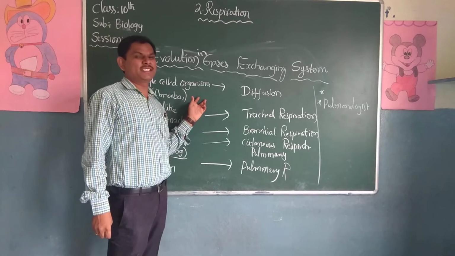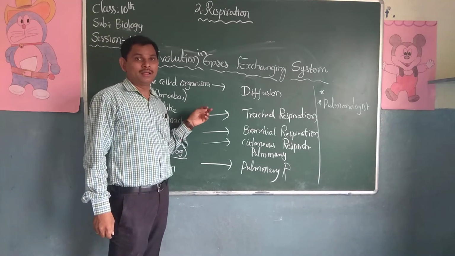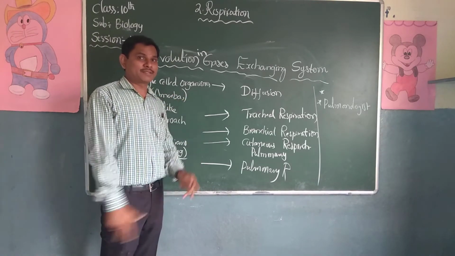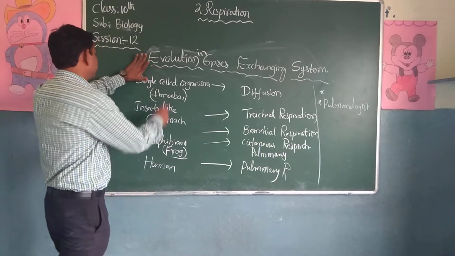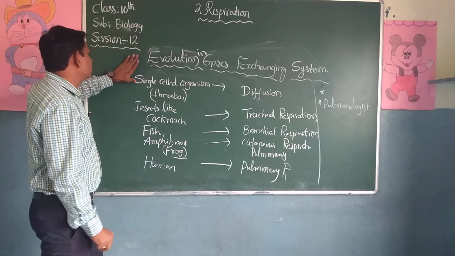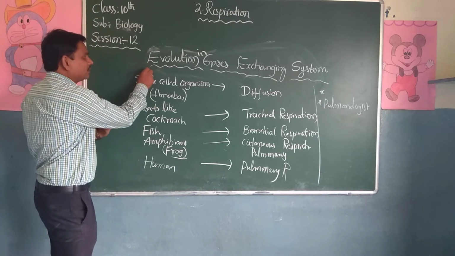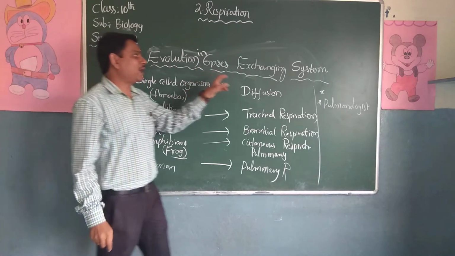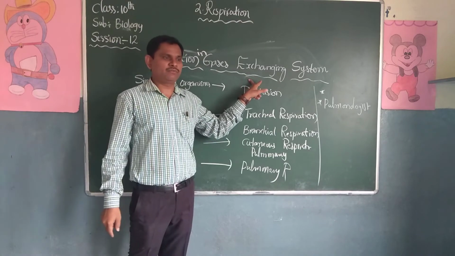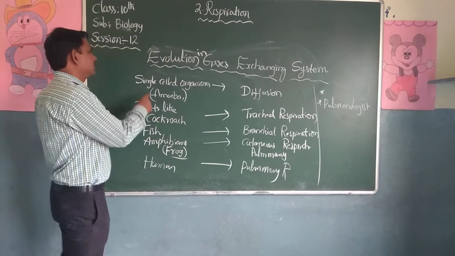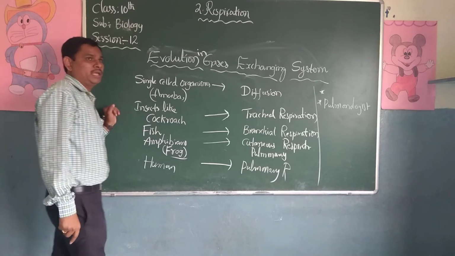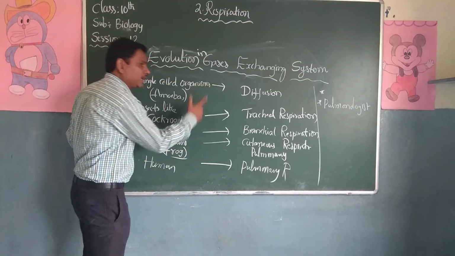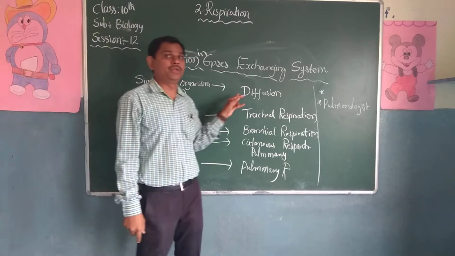Which type of diseases occur in the lungs? What is the capacity of lungs? So many questions we can ask. So it's very important. You should know the organisms and the type of respiration. Single cellular organisms like amoeba, paramecium, planaria, protozoans, respire by the process of diffusion.